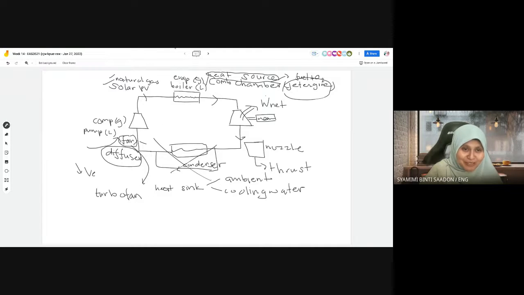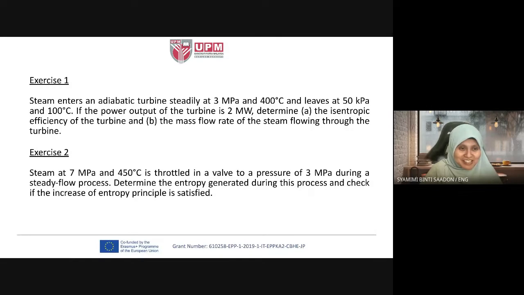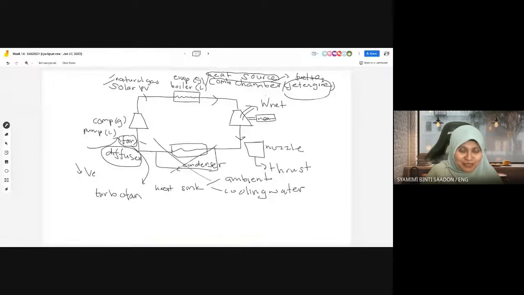Back to our questions. Okay, back to our exercise. Steam enters an adiabatic turbine. What is this question talking about? It only focuses on this part, the turbine. The question just now, exercise 1, only focuses on this device, the steam adiabatic turbine. So we're just focusing on this part.